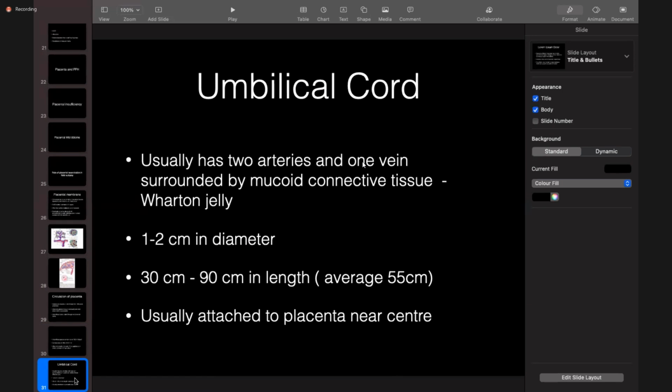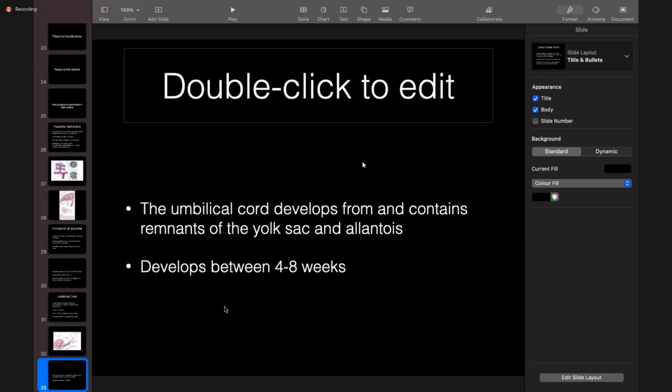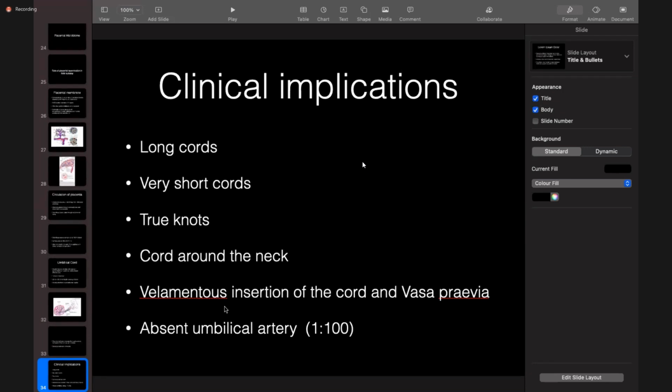You will see an umbilical cord, usually 2 arteries and 1 vein surrounded by mucoid connective tissue. It is called Wharton jelly. This again you would have come across at some point in subjects. It is 1 or 2 centimeters in diameter. Length varies. Usually attached to the placenta in the center. This is the placenta and it is attached to the baby. Umbilical cord develops from and contains remnants of yolk sac and allantois. It develops between 4 to 8 weeks. Some babies have short cords, some babies have long cords.